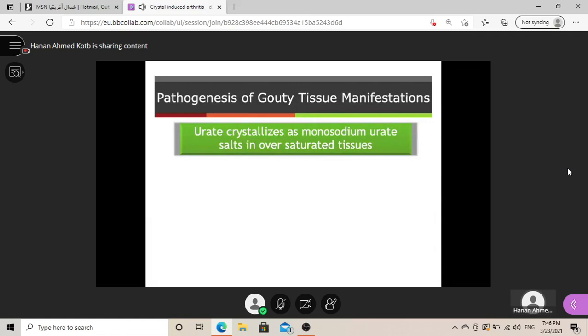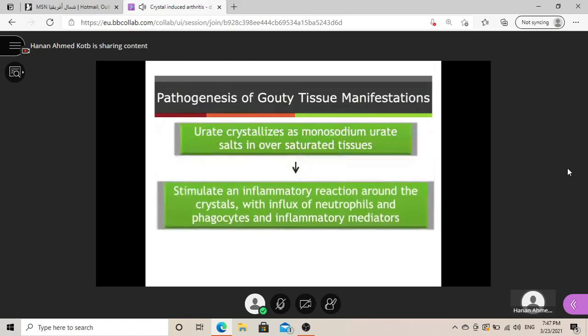So what happens when uric acid crystals are deposited in the tissues, the pathogenesis of gouty tissue manifestations? Once the uric acid is increased due to the hyperuricemia and is above the solubility level, it crystallizes as monosodium urate salts in oversaturated tissues. Once it becomes deposited, it stimulates an inflammatory action around the crystals.